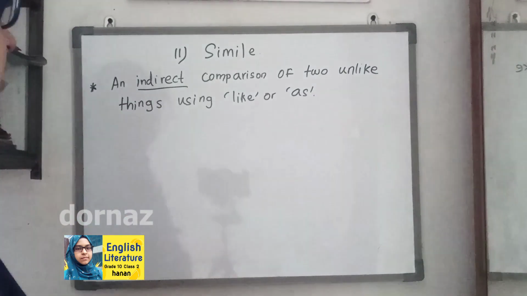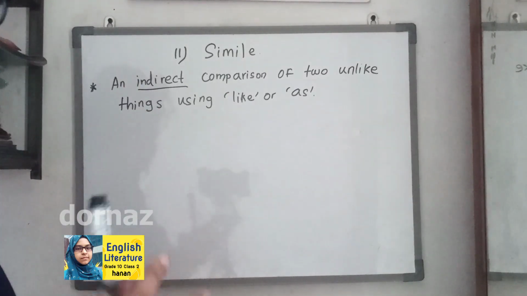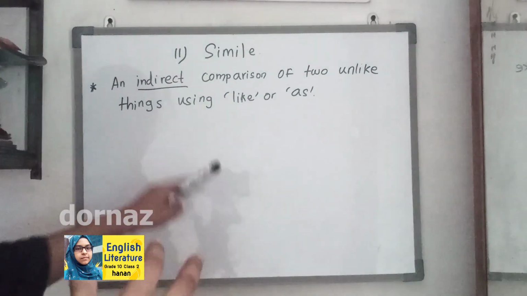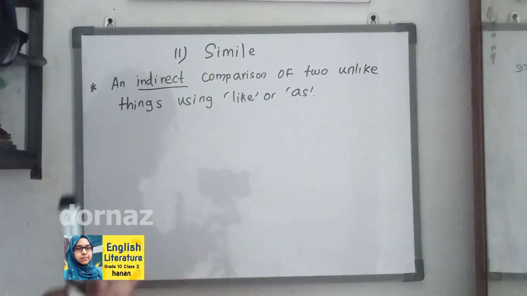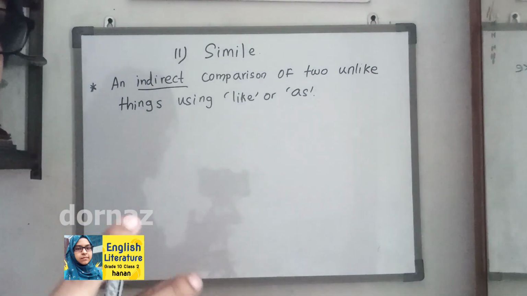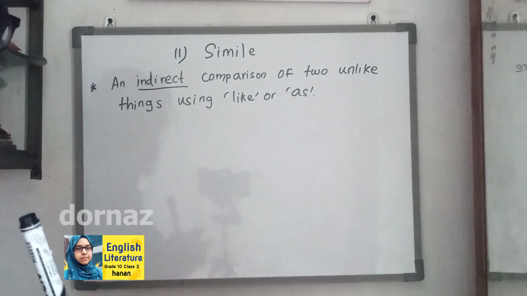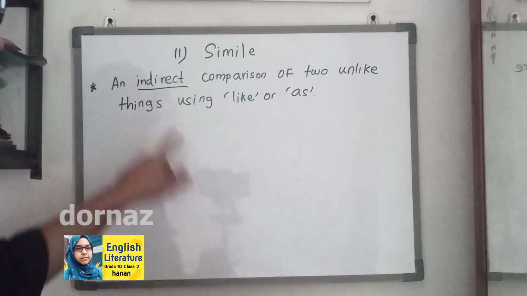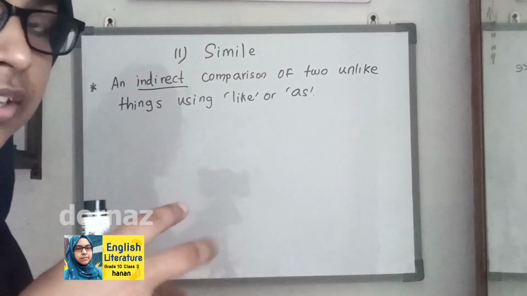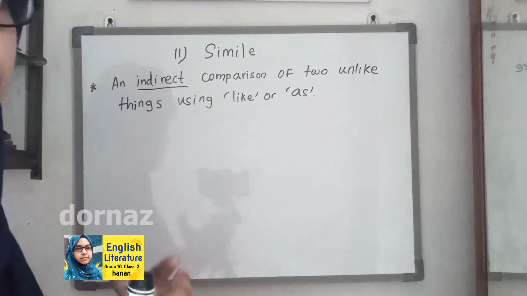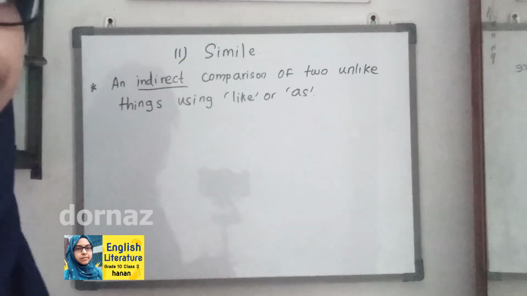An indirect comparison of two unlike things. In simile also we are going to compare two unlike things, two different things, but in simile we are going to compare those two different things indirectly. In metaphor we compare those things directly. Indirect means we are going to set the word like or as in between those two different things.